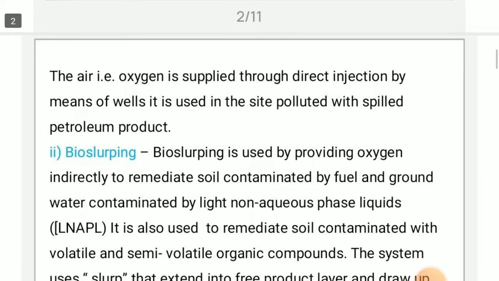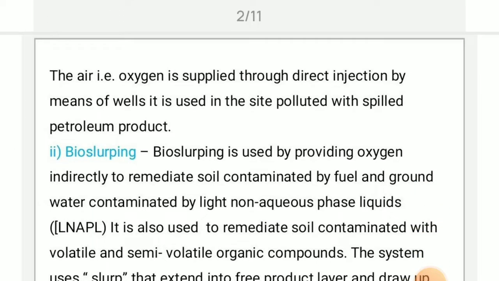The air, that is oxygen, is supplied through direct injection by means of a well. The soil is excavated, and that excavated soil forms the well, and with the help of that well, the air is passed. It is used at sites polluted with spilled petroleum product. Whatever petroleum products are there, in the form of a spill, are bioremediated with the help of that air.